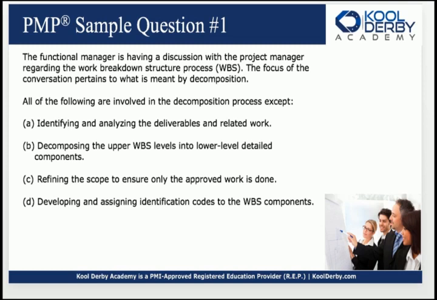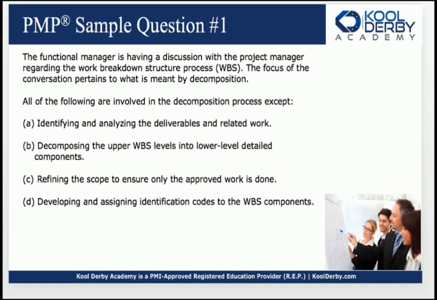What about C, Charlie? Refining the scope to ensure only the approved work is done. Well, the second part, to ensure only the approved work is done, that is a pretty good part of the answer. The problem here is refining the scope. So it's like, oh, during the WBS process, we're going to make some changes and make it look right or make it look easier or whatever, but it's not really the scope. We shouldn't be refining the scope. Now, we can change the scope, but there's a process for that. That's called perform integrated change control. So refining the scope is a problem.